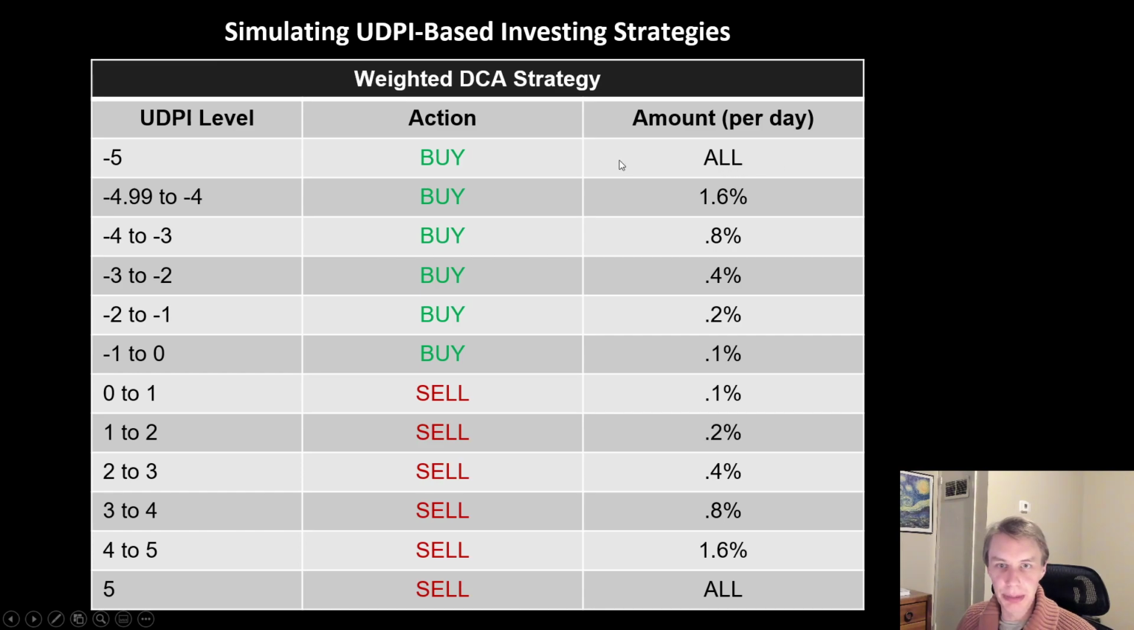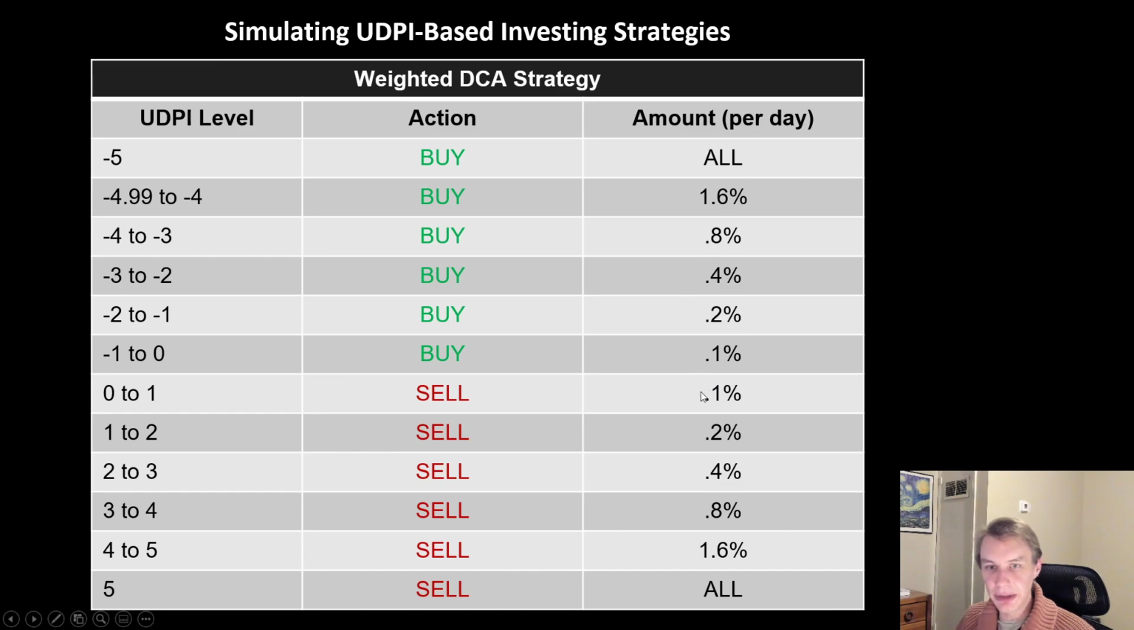And one thing I should specify is that if you ever hit -5 exactly or hit +5 exactly, you will either buy all or sell all. And then these are all in between. And I just noticed there's a typo here. This should be 4 to 4.99. So basically just anything below 5, you're doing this. And then if you hit 5, you're selling all. But that's just basically the approach.